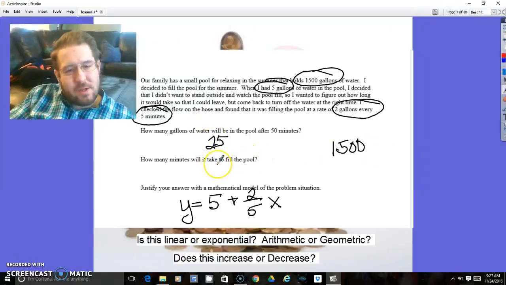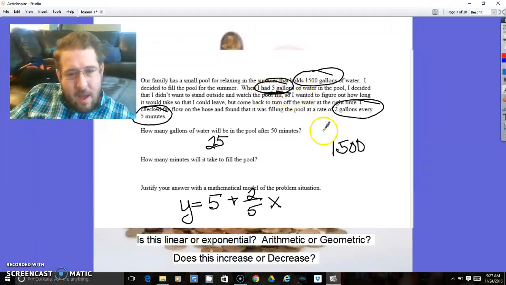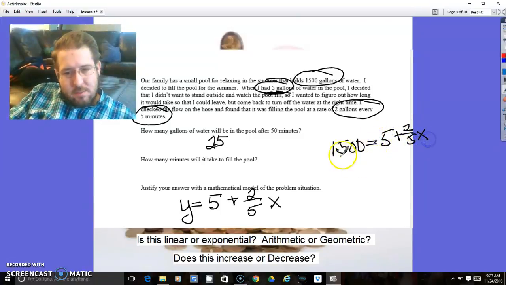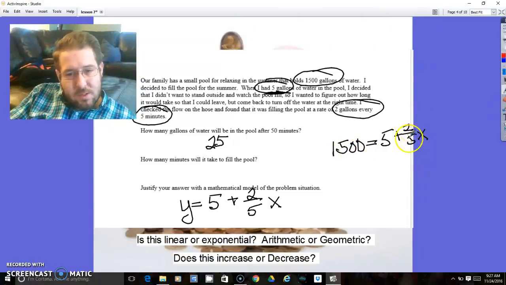Now, both of these questions are a little bit open to interpretation because, I mean, do you think of how many minutes it takes to fill the pool after the 5 gallons or before the 5 gallons? I'm going to solve it as in after the 5 gallons, which I know in class I might have done the opposite. So 1,500 is the total, equals 5 plus 2/5 x. Subtract 5 from both sides, and then multiply by 5 over 2, which is the reciprocal of this. That's how I would solve that.